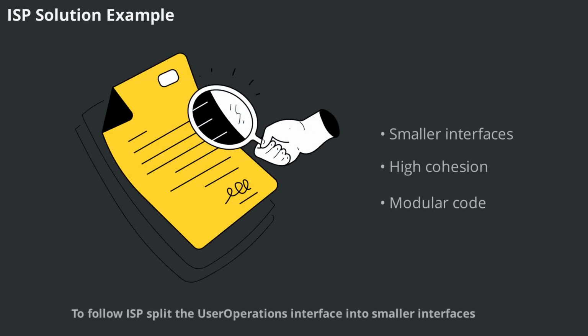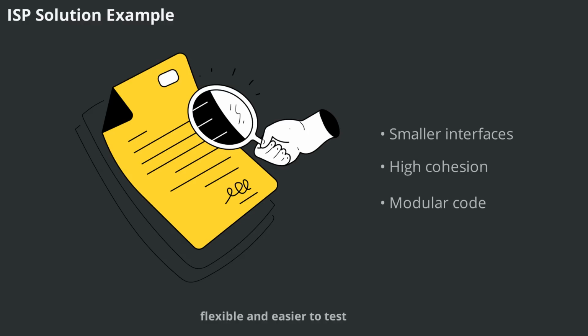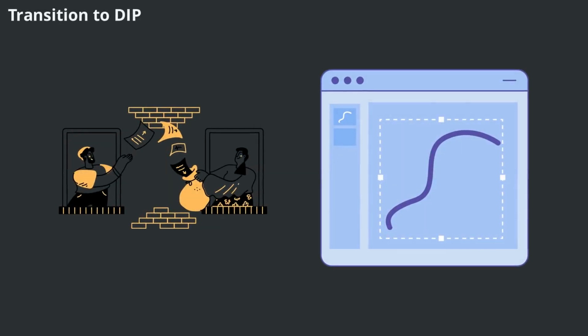To follow ISP, split the UserOperations interface into smaller interfaces, such as UserManagement and UserNotification. Now, each service class implements only the interfaces relevant to its responsibilities. This segregation increases cohesion and makes your codebase more modular, flexible, and easier to test. With ISP, your interfaces are now focused and relevant.